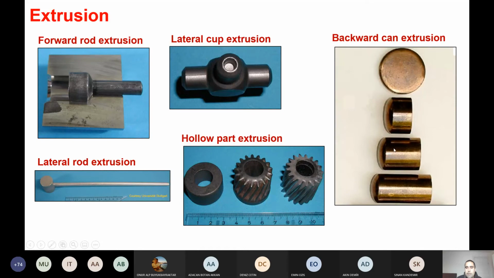So here on the right side, these are cups, which are produced by the backward can extrusion process. These are helical gears, and these are hollow parts where the part is extruded again. And this a little bit academic study shows how far we can go with the lateral rod extrusion. So we just press from the top, and there is an opening in the die, so material just flows in the horizontal direction. So this is done in Stuttgart University.